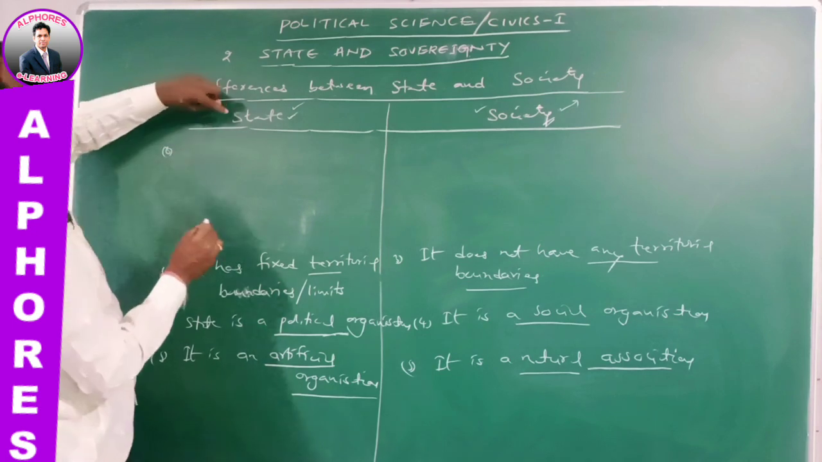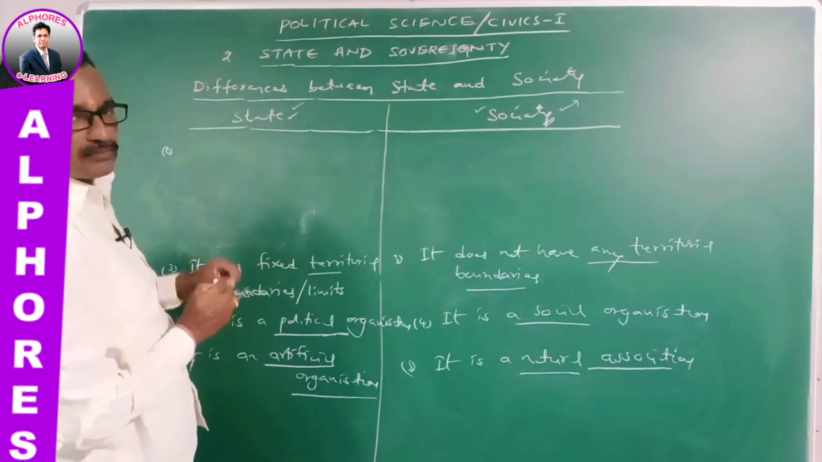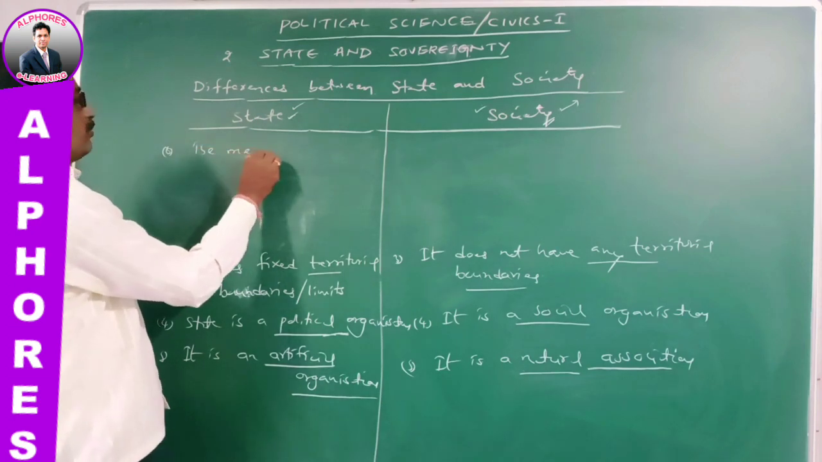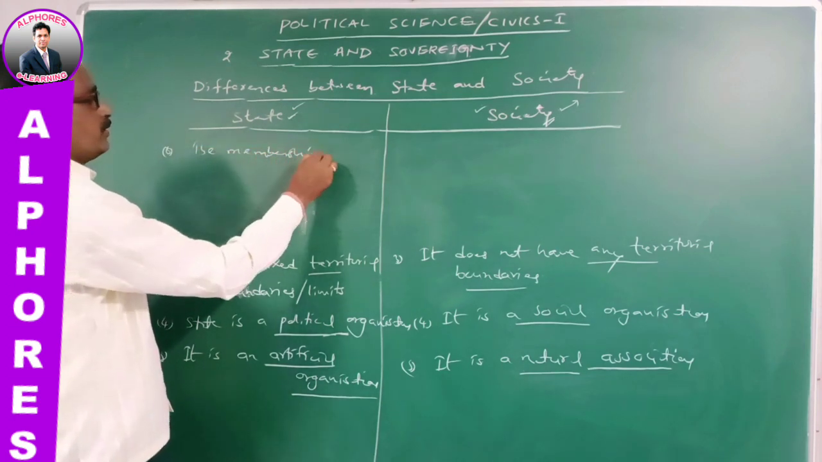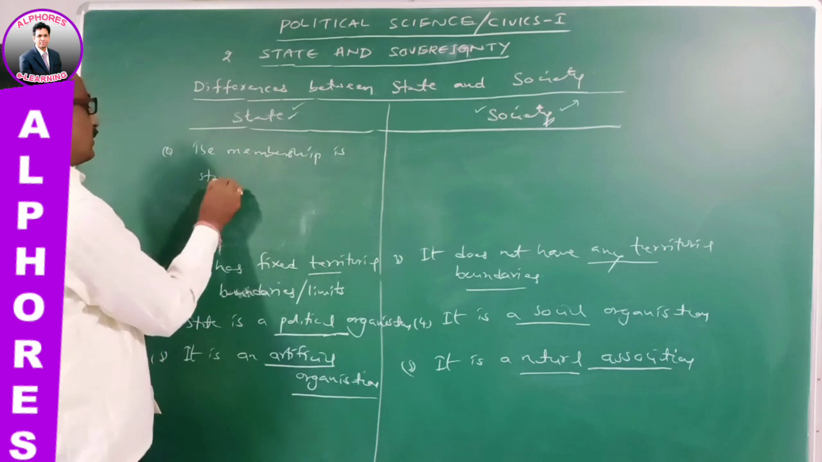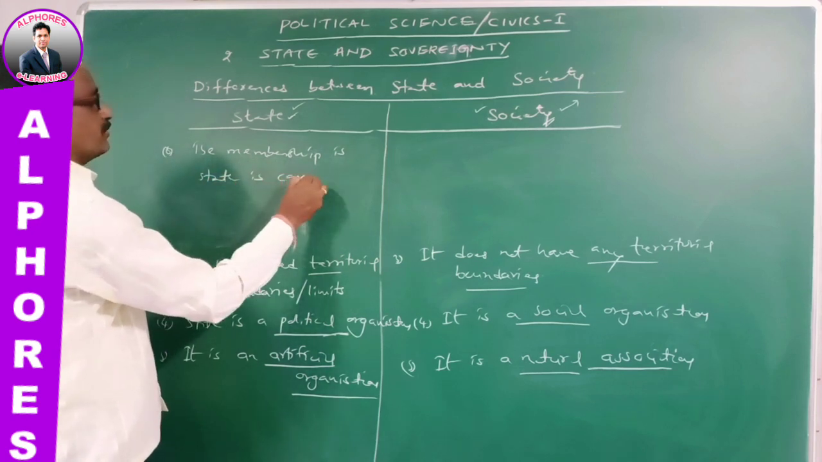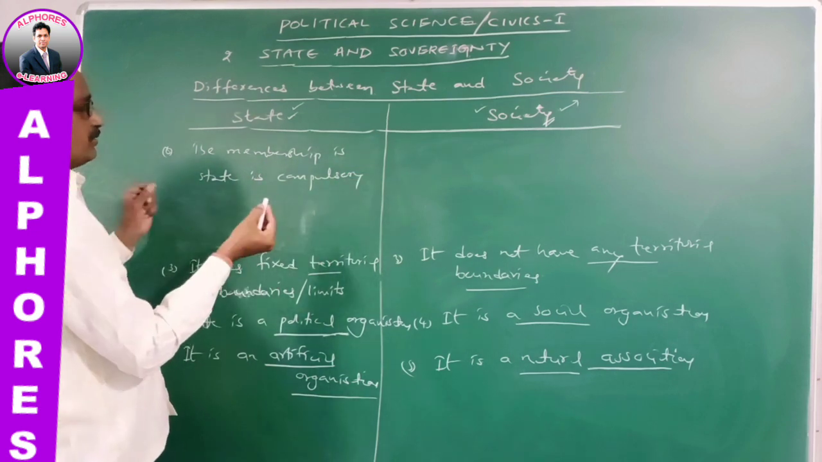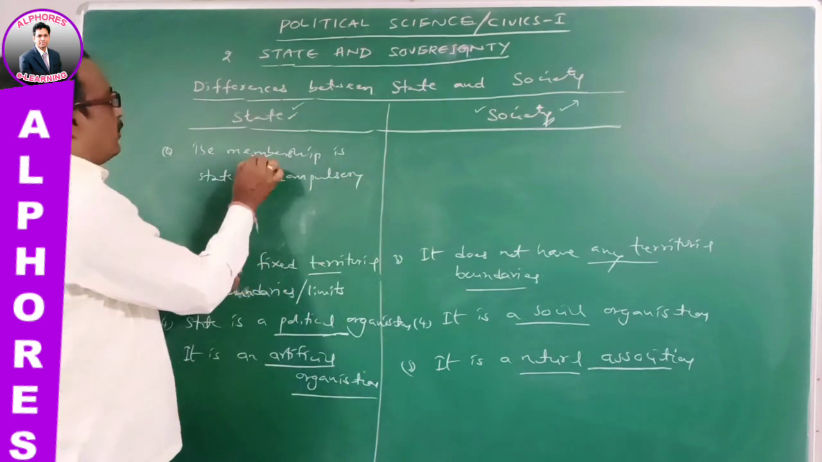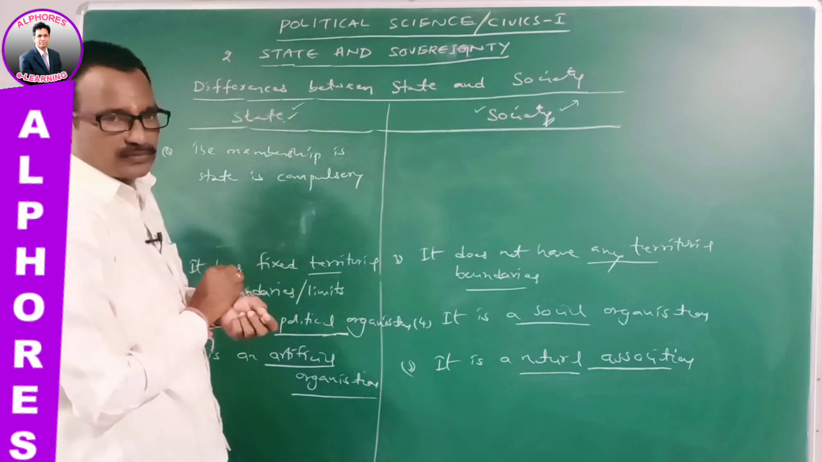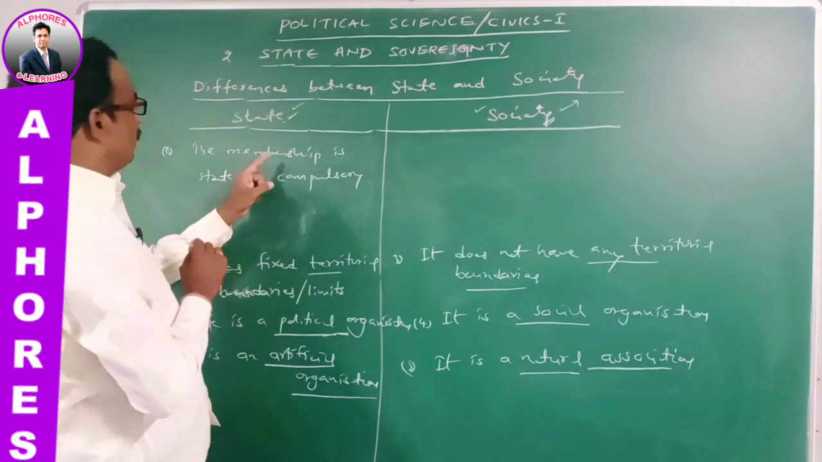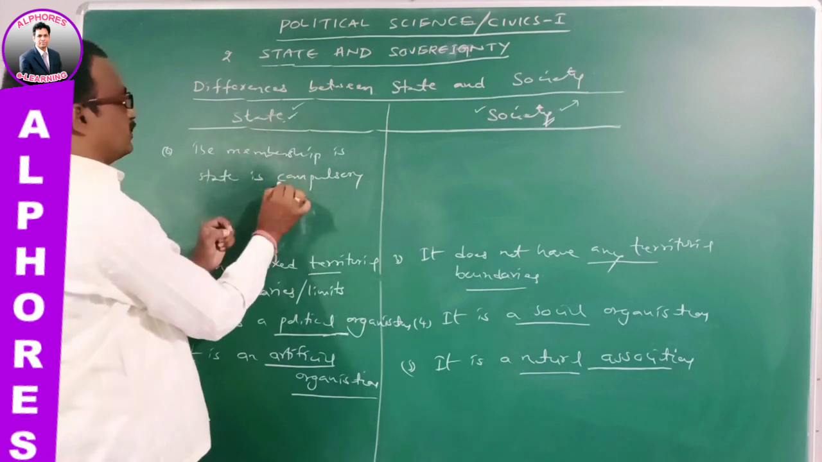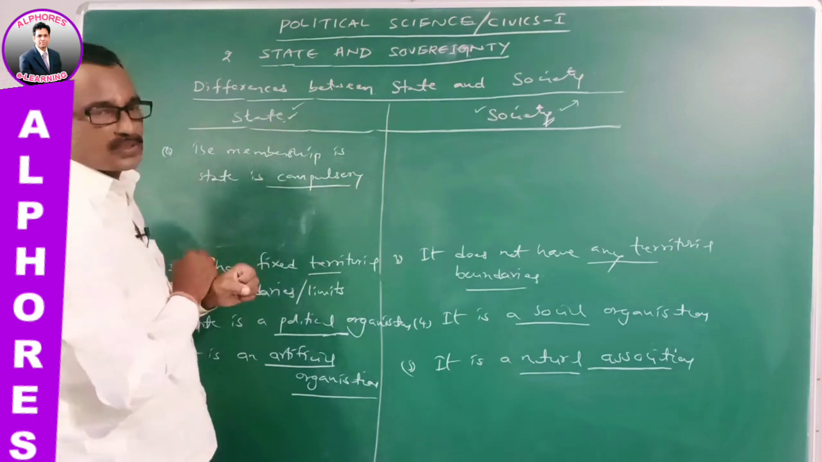Then the membership in state is compulsory, because by birth every individual becomes a member of the state. That is guaranteed. So by birth every person will become a member of the state. That is a compulsory membership in state.